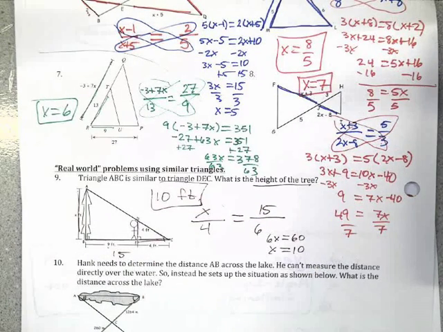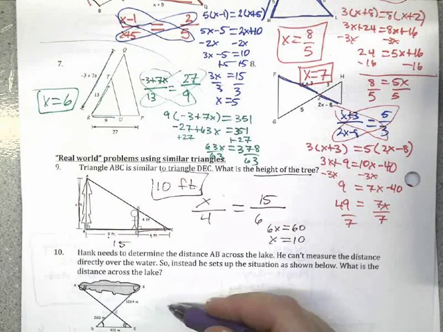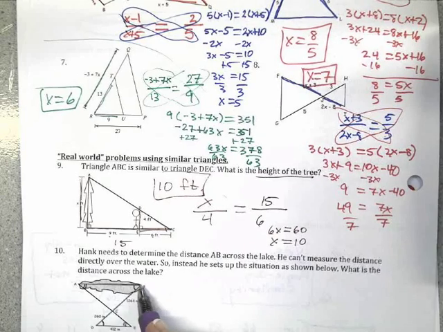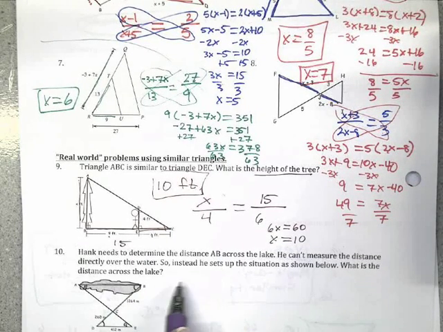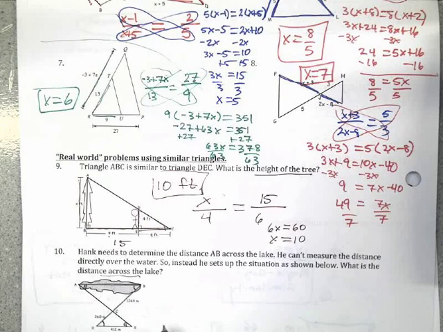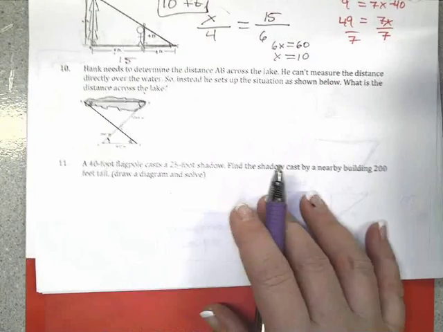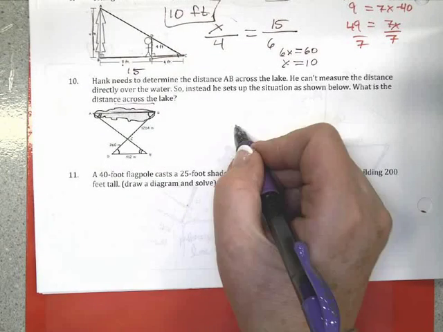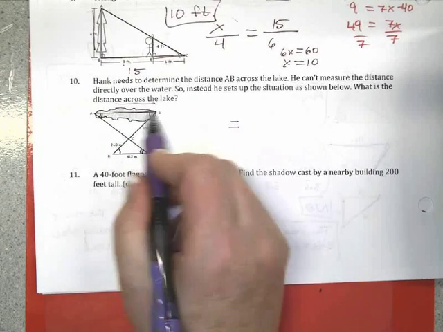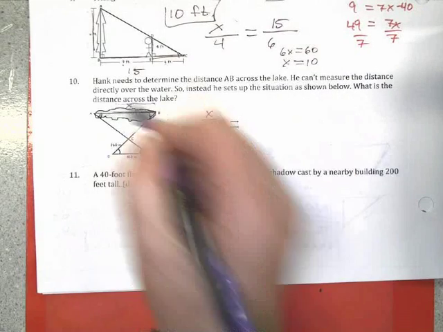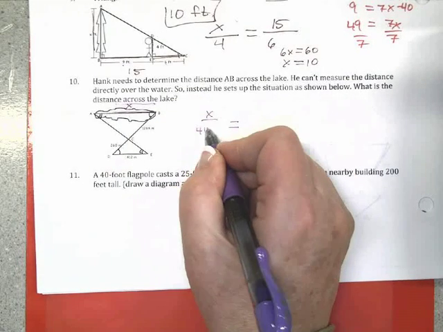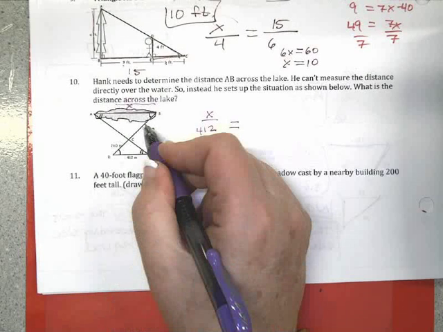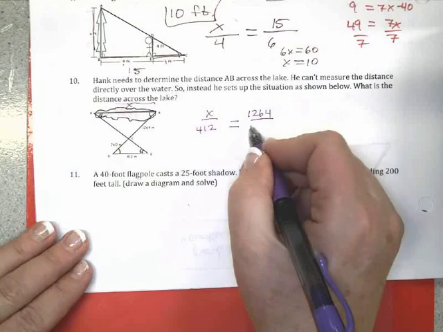All right, number 10, Hank needs to determine the distance AB across the lake. So this distance right here. He can't measure the distance directly over the water, so instead he sets up the situation as shown below. What is the distance across the lake? So we are going to use similar triangles. So let's go ahead and set up our proportion. X that we're trying to find corresponds to 412. And then this distance, 1,264, corresponds to this distance, 260.